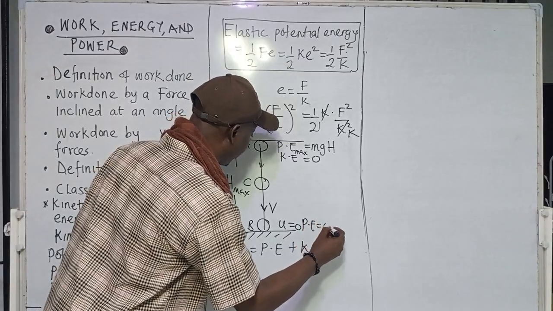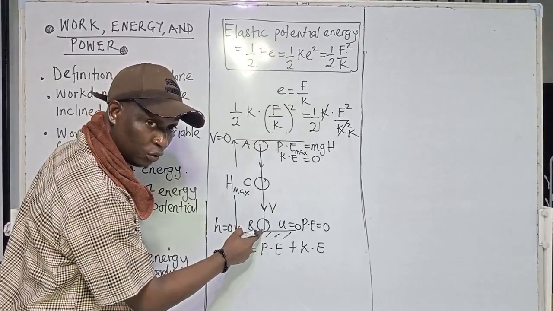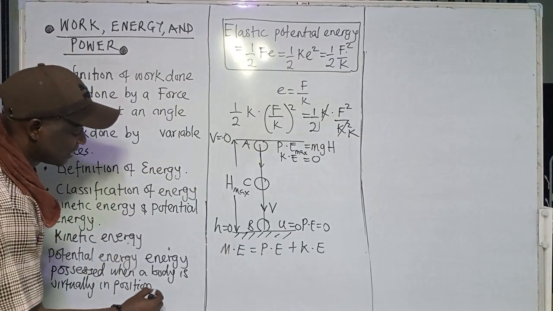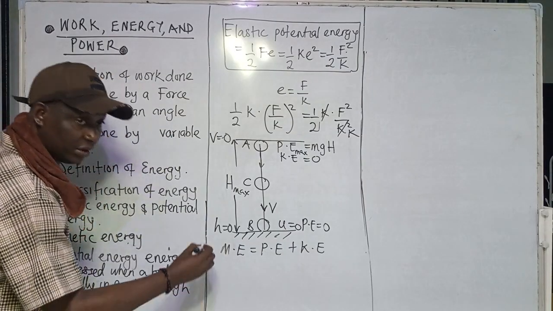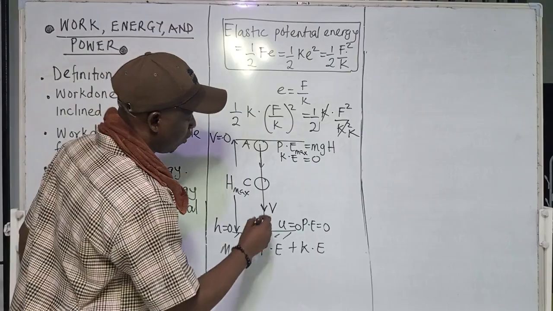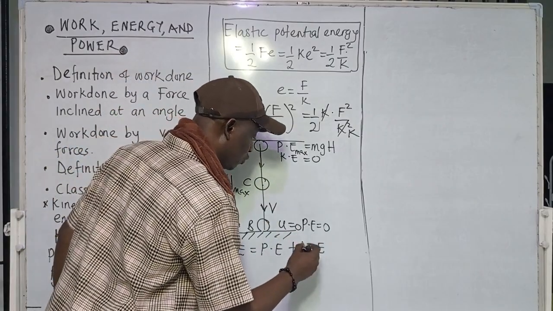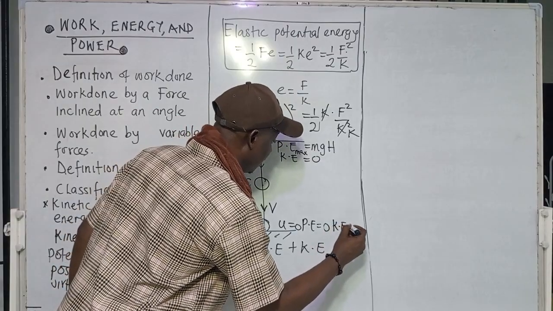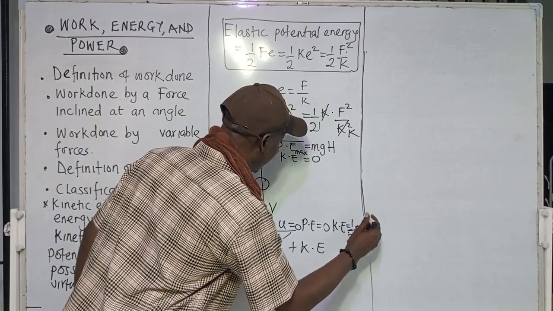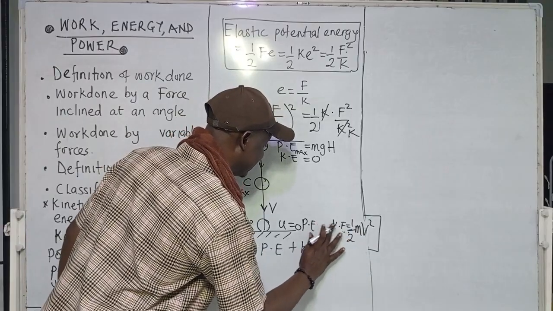Now, what about at the lowest level? Potential energy is equal to 0, because the h here at B is 0. Does it have height? No. Don't forget that potential energy is equal to mgh. At point B, kinetic energy is equal to half mv squared, and it's maximum.